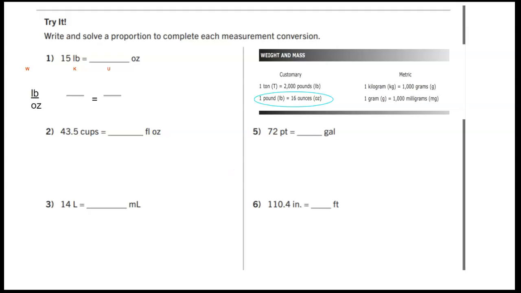Our word ratio is pounds over ounces. Our known ratio is 1 over 16. And our unknown ratio is 15 over X. We know that 1 times 15 is going to give us 15, so therefore 16 times 15 is going to give us 240 ounces.